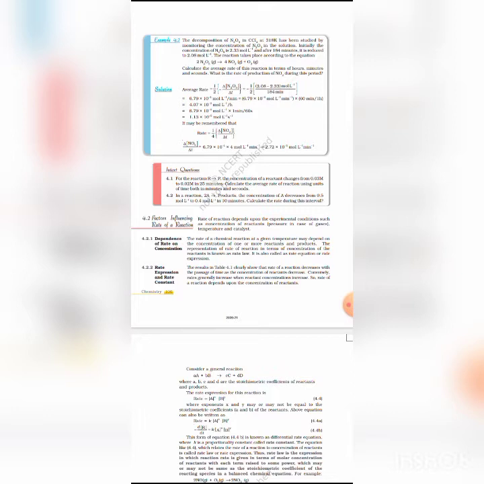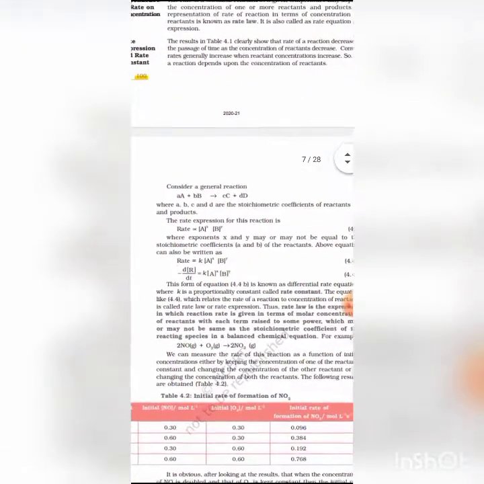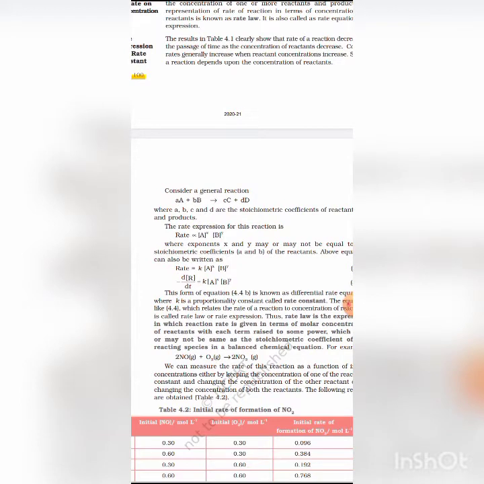Now we study the rate law. Rate law is an experimentally determined expression which relates the rate of reaction with the concentration of reactants. Take a hypothetical reaction, A plus B gives products. Rate is proportional to the molar concentration of A and the molar concentration of B.